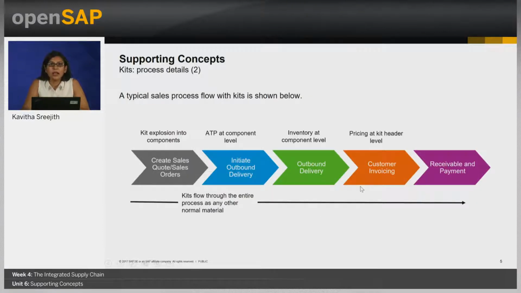Having set up a kit, let's take a look at a typical order to cash process with the sales kits. Kits are added like any other usual product in the sales order. Note that you would need to enter the kit header. As soon as you enter this, it would get automatically exploded into its components, and these will also be shown in the sales order. The availability to promise feature is also available for the kits, and the availability status is shown at the kit header level. Even though this is shown at the header level, the ATP is based on the availability of the components only.